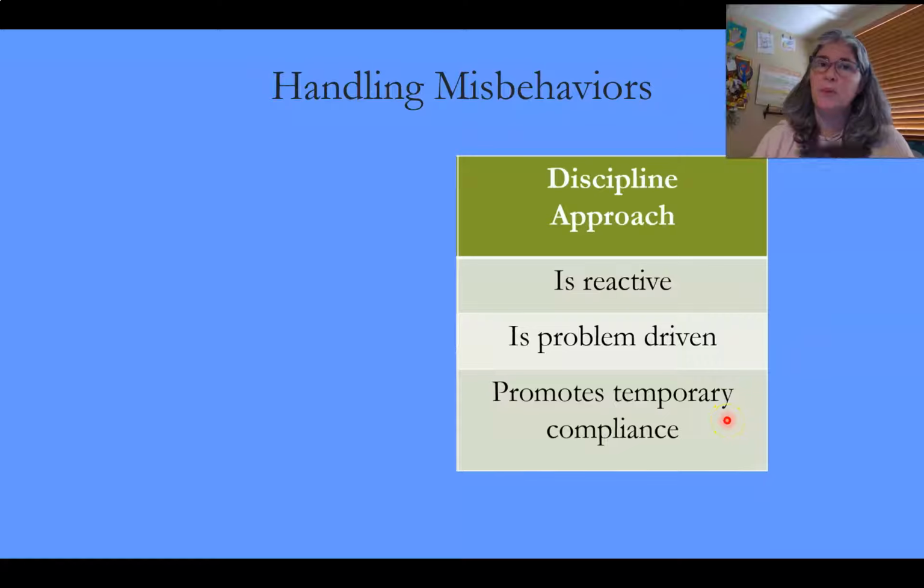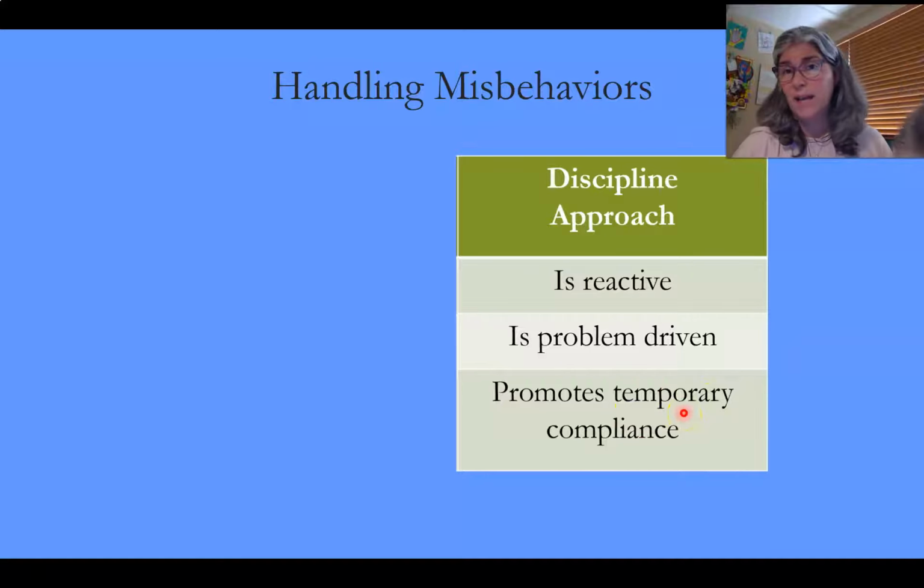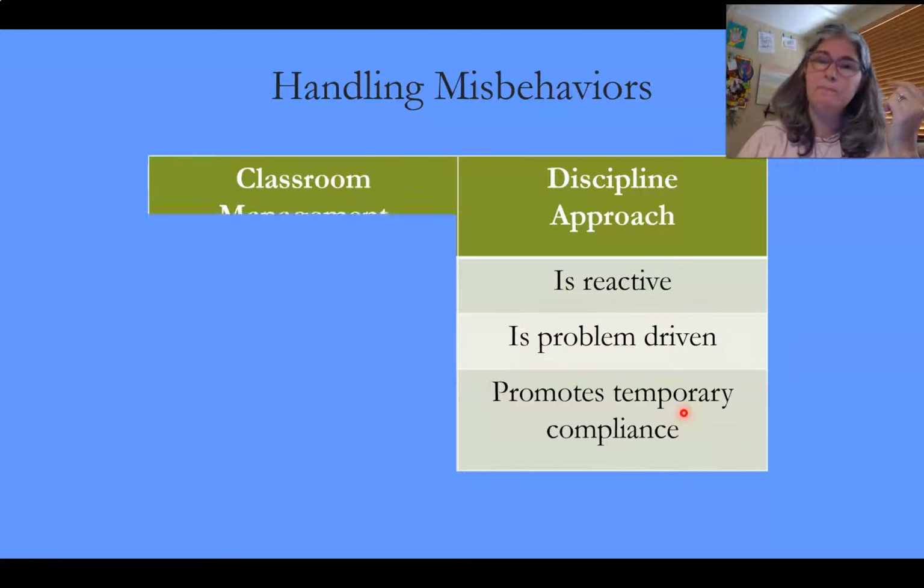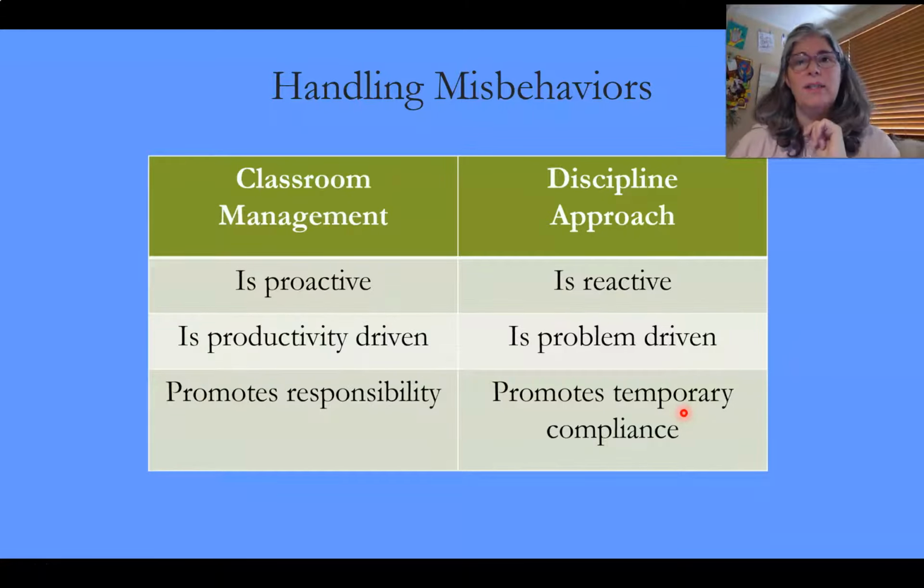The problem occurs and you solve it with your consequence. One of the problems with this discipline approach is it only promotes temporary compliance. So it might work that day, but maybe not future days. It might work in your class, but perhaps not in other classes. So it's not necessarily the best approach, although it is quite common. Again, misbehavior occurs, apply a consequence. We're going to focus today on the classroom management approach.